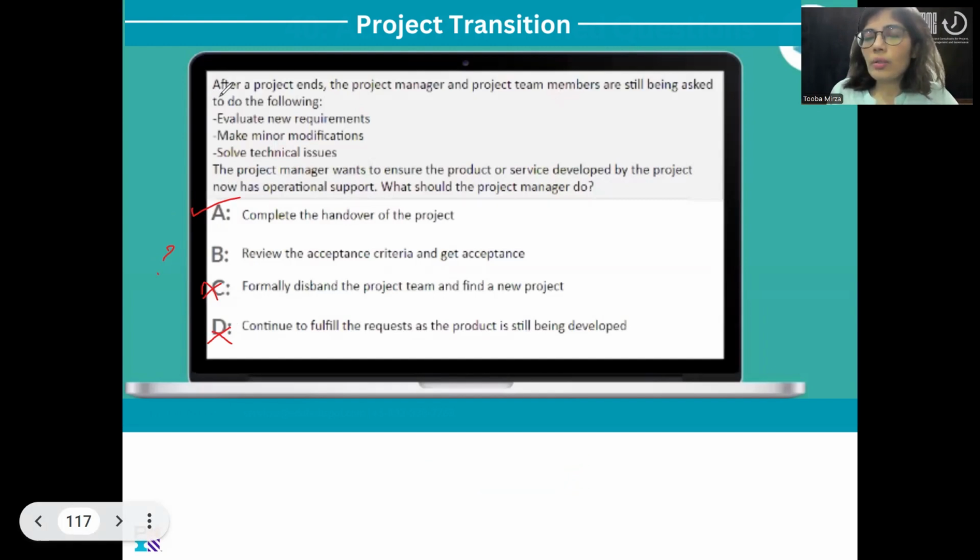Nobody wants? Yes, Ajay. If no one, then okay. I think the very first few words after project ends, if we compare these words with option B directly, we can get the answer that once project ends, it means B would have been done before the project ending because that is part of the acceptance.